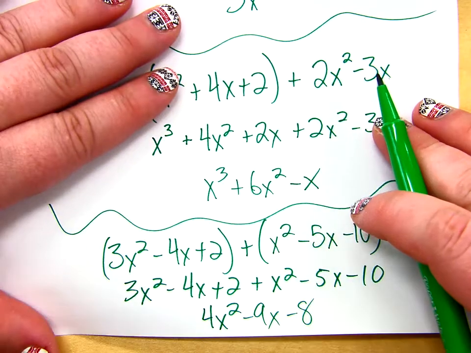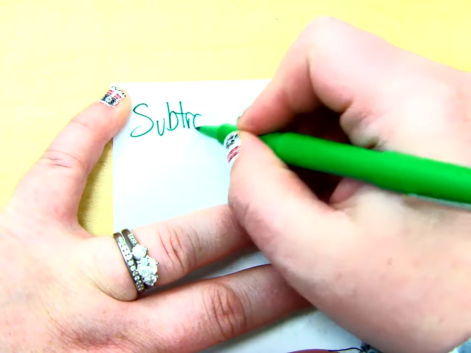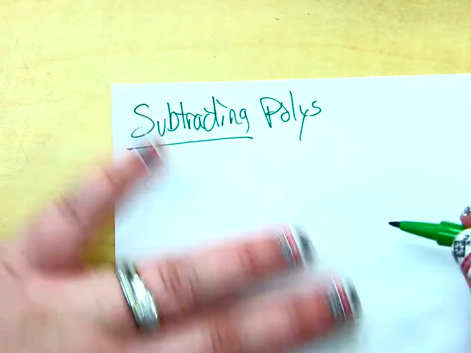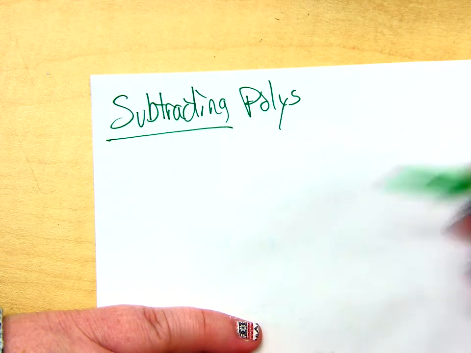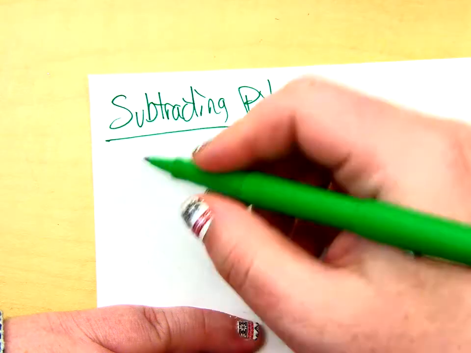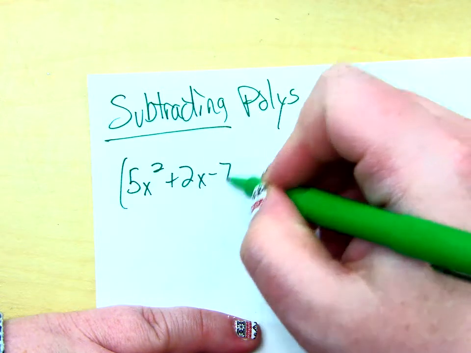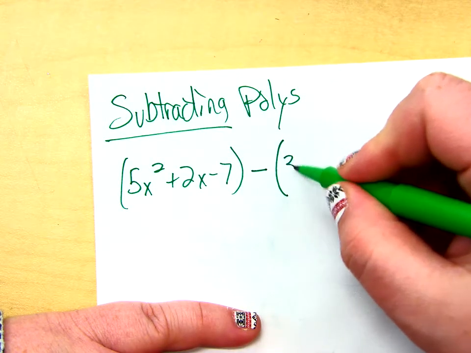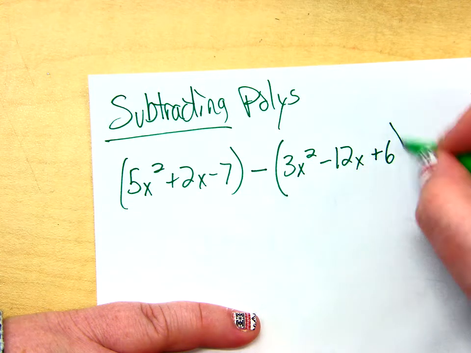But not if you follow my 2 steps. You ready? Subtracting polynomials. Let's say I tried to do basically the same thing that I just did with addition, but now with subtraction. So say I had 5x squared plus 2x minus 7, and then I wanted to subtract from that 3x squared minus 12x plus 6. Something like that.